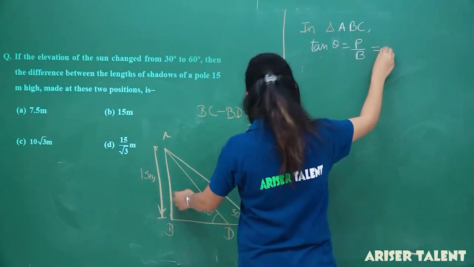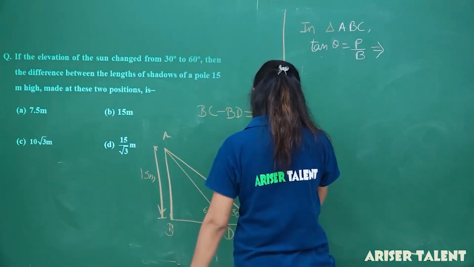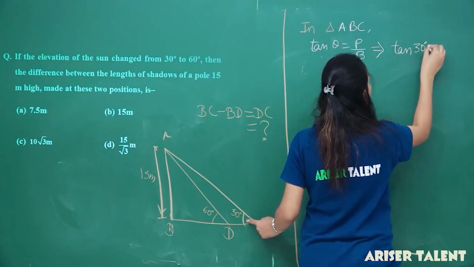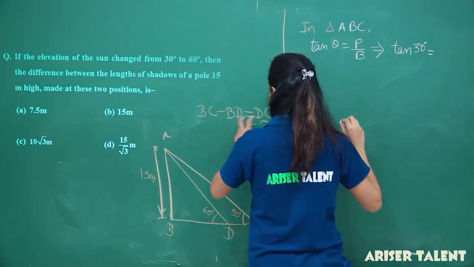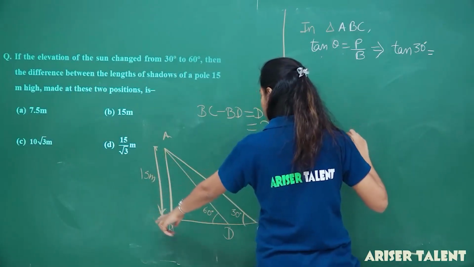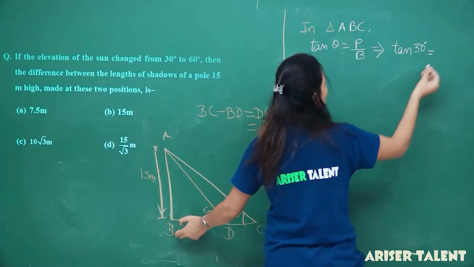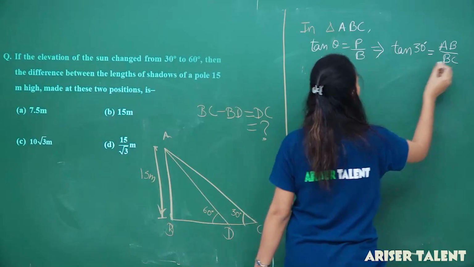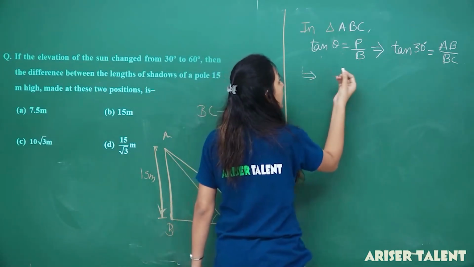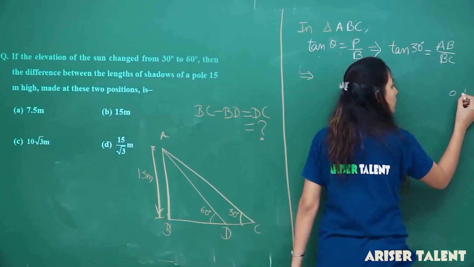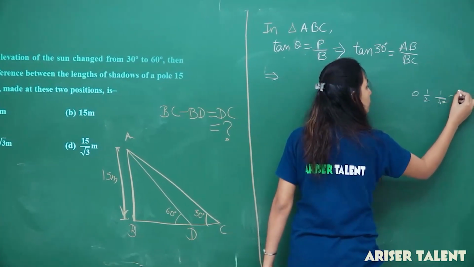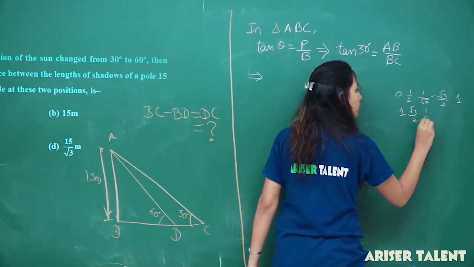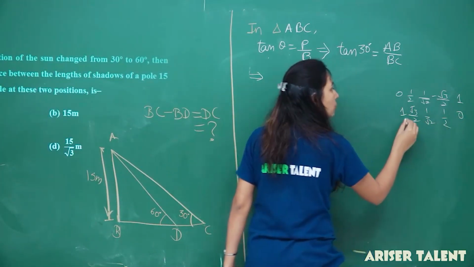Now, in this case, theta, angle ABC, is equal to 30 degree. So tan 30 degree is equal to what? This is theta, so AB will be the perpendicular. AB by BC. What does this imply? That tan 30. Now, the values are 0, 1/2, 1/√2, √3/2 and 1. Then 1, √3/2, 1/√2, 1/2 and 0. So the value will be what?